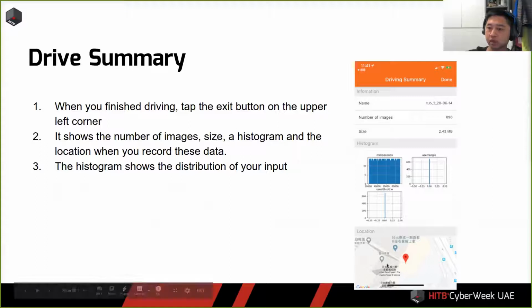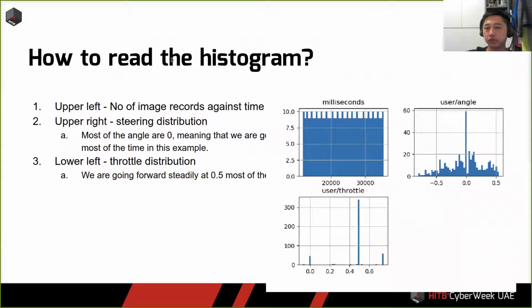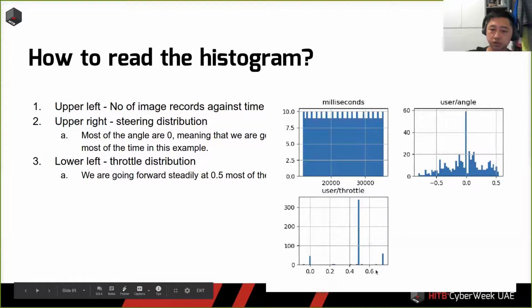When you finish driving, tap the exit button. It will show you a driving summary: the number of images you have collected, the size of the data you have collected, and also the histogram of your driving. So how to read the histogram? User angle means the steering distribution throughout the whole driving session, and this is the throttle distribution.